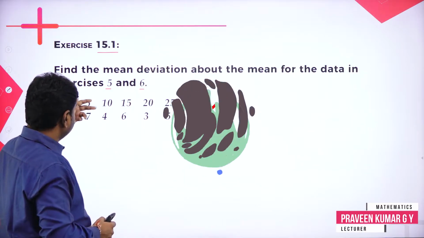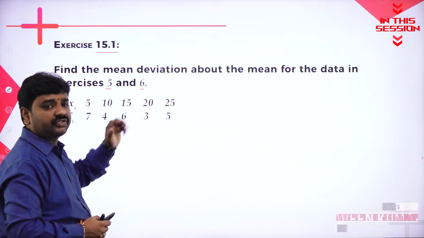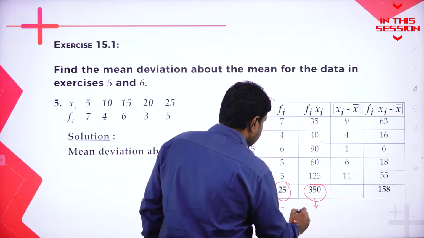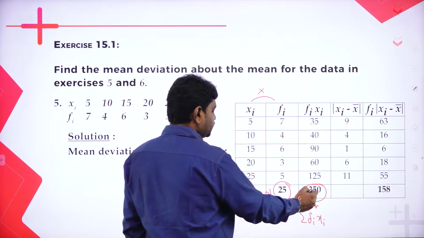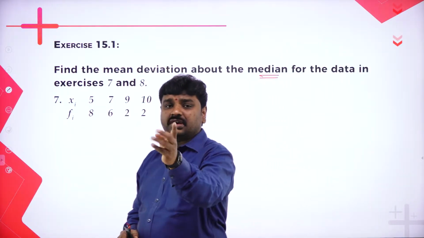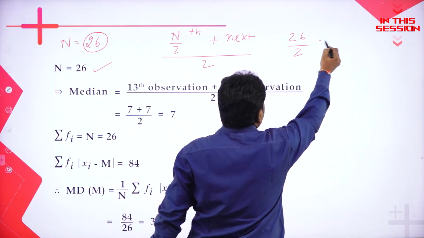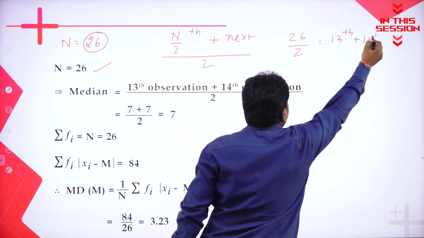5 appears 7 times, 10 appears 4 times, 15 appears 6 times, 20 appears 3 times, and 25 appears 5 times. And what is this called? Sigma fi xi. What is sigma fi xi? 350. Either the last mean deviation about mean or the last mean deviation about median is compulsory for your board exam. 26 by 2. What is 26 by 2? 13. So the 13th and next observation. The 13th plus 14th observation by 2 you should do.